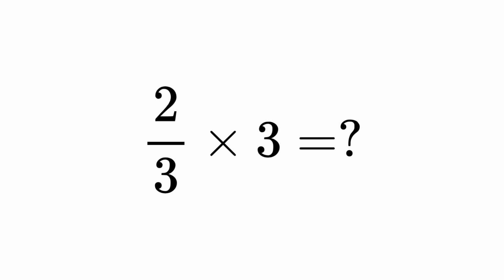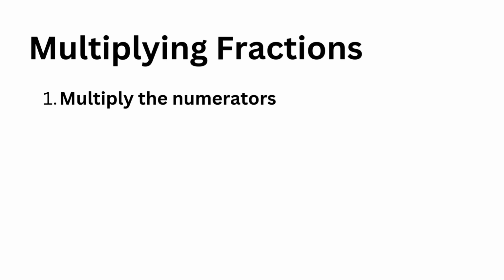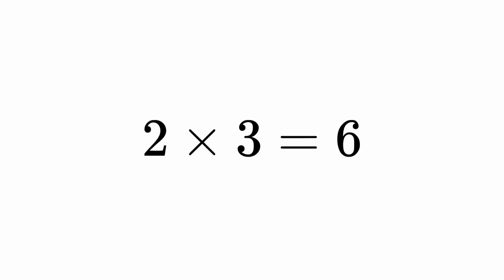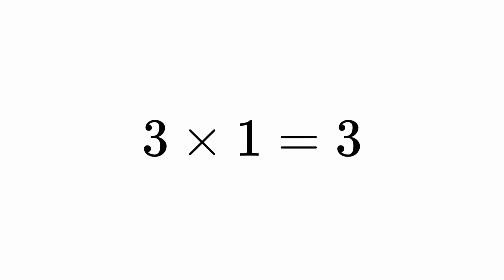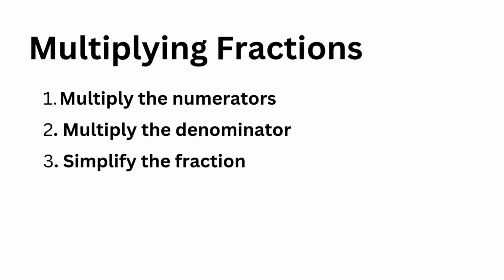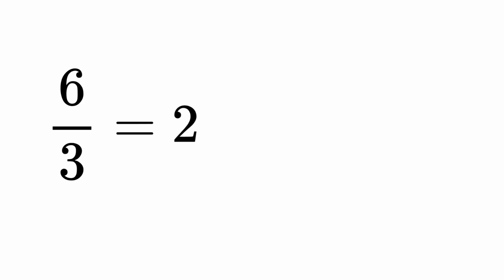Multiplying fractions is straightforward. Let's say you have 2/3 of a chocolate bar, and you want to triple it. How much do you have? Here's the step-by-step instructions. Multiply the numerators, 2 times 3 equals 6. Multiply the denominators, 3 times 1 equals 3. Simplify the fraction. How? Divide 6 by 3 to get 2. You now have 2 whole chocolate bars. Multiplying fractions is useful in cooking when scaling recipes or in construction when calculating material quantities.